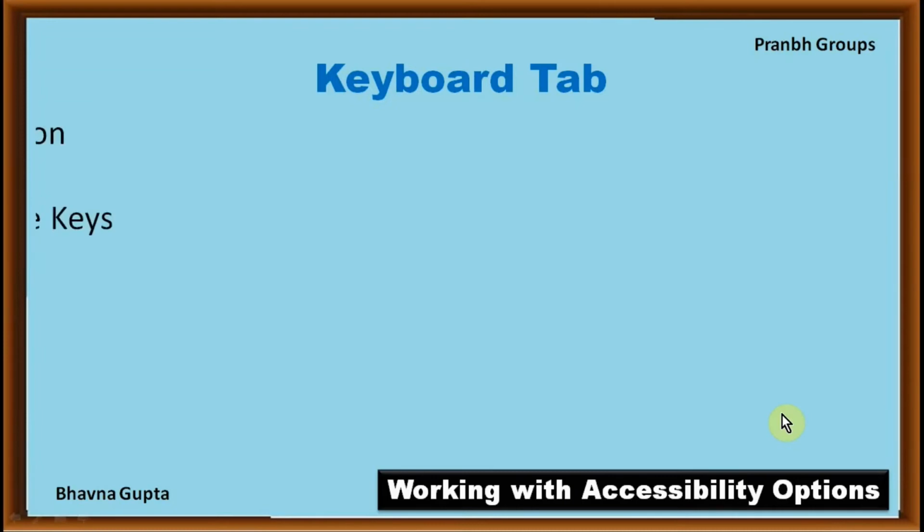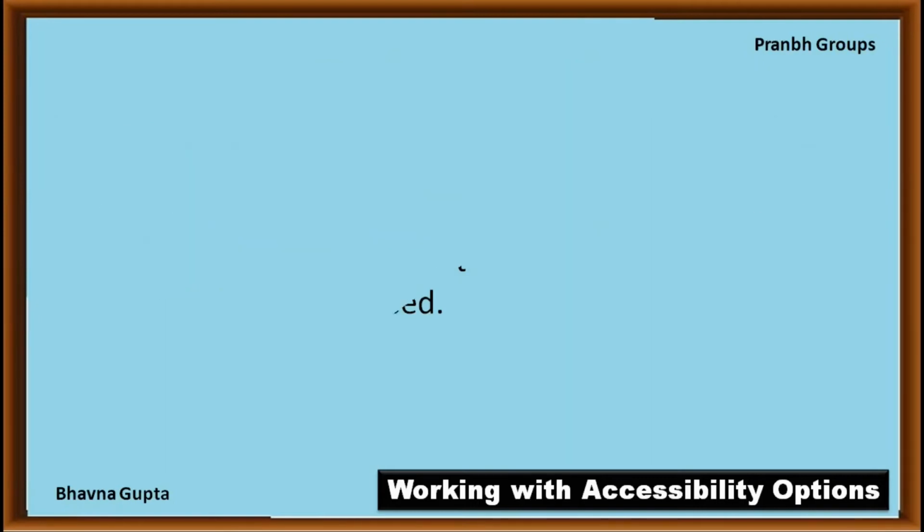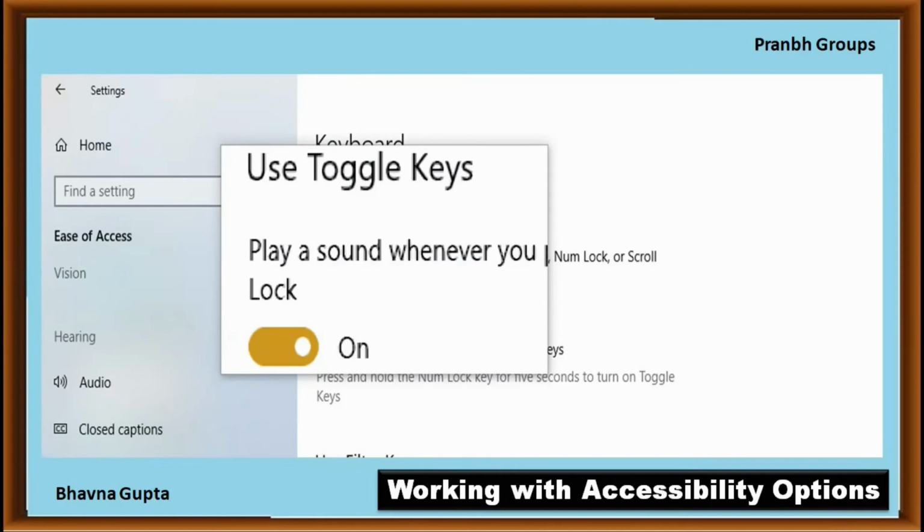And the third is toggle keys. Toggle keys is an accessibility function designed for people who have vision impairment or cognitive disability. When toggle keys is turned on, the computer emits sound cues when the locking keys are pressed. To enable toggle keys, turn on toggle keys.